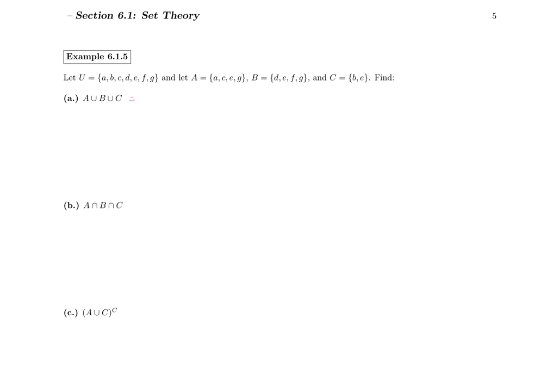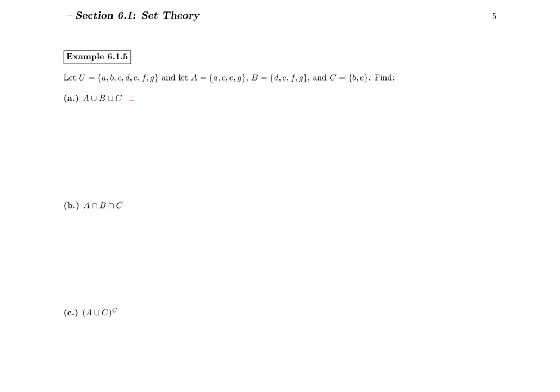So if I wanted to look at this example, the universal set is still A, B, C, D, E, F, G, but now it's broken down into three different subsets. Subset A is A, C, E, G, subset B is D, E, F, G, and subset C is the set B, E.